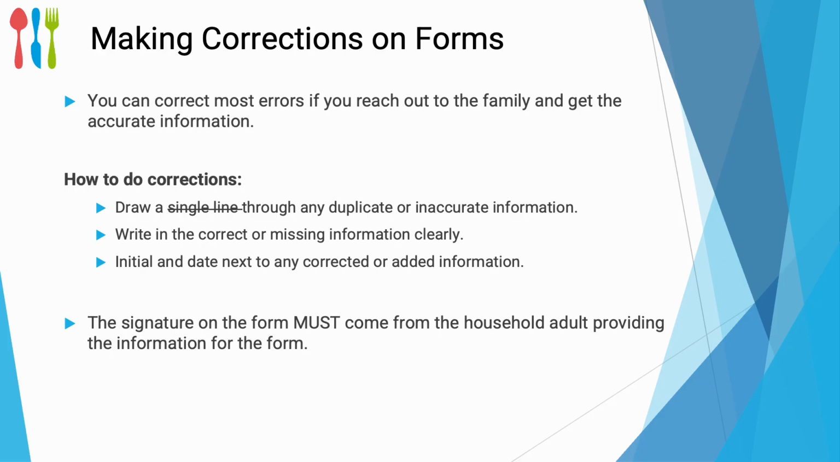But for corrections, all you would do is draw a line through anything that's inaccurate or a duplicate. So say they circled 2 different numbers for household income, you would just scratch a line through the one that's incorrect, circle the one that is correct, and then you can initial and date next to any corrected or added information. So you put your initials and the date that you got the correct information from the family. And again, the signature does have to come from the household adult who provided the information, so you can't sign on their behalf. They might have to come in to sign.